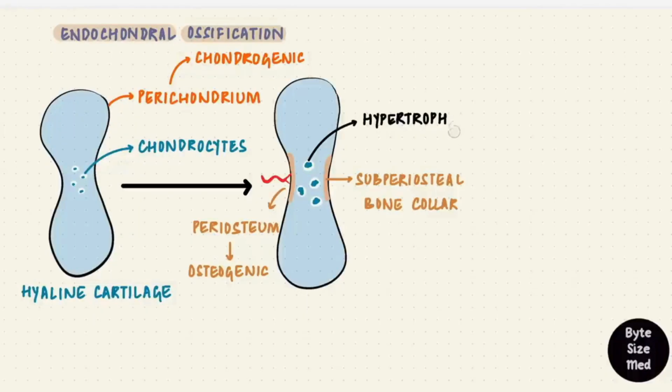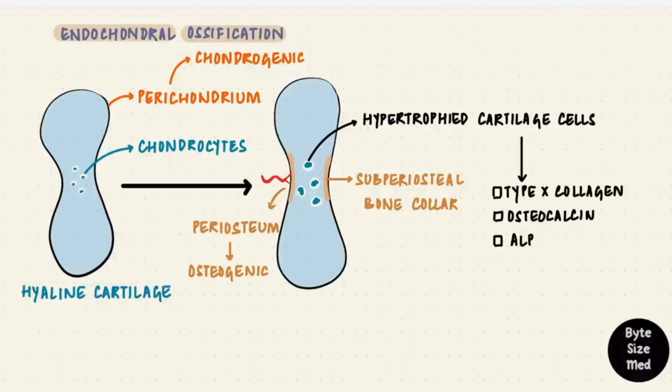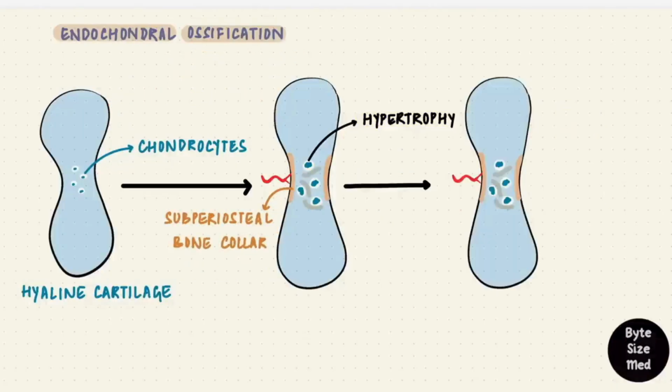The presence of bone doesn't allow the cartilage cells to get nourishment. The hypertrophied cartilage cells compress the surrounding cartilage matrix. They synthesize type 10 collagen, osteocalcin, alkaline phosphatase. These hypertrophied cells are thus needed for calcification. The calcification of the cartilage matrix reduces nutrition to those cells as well, so they die. That creates spaces in the matrix lined with calcification.